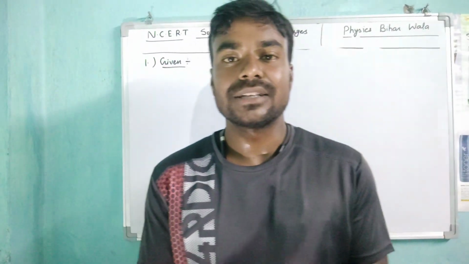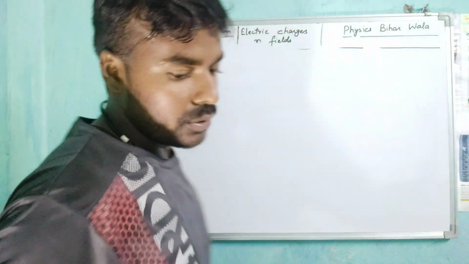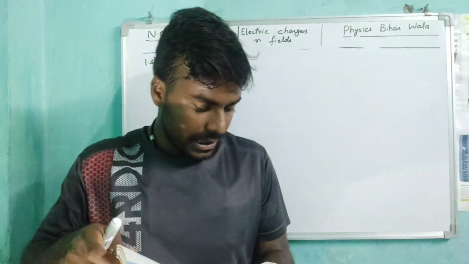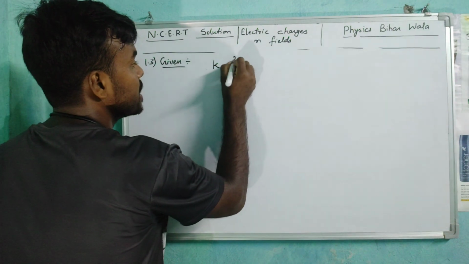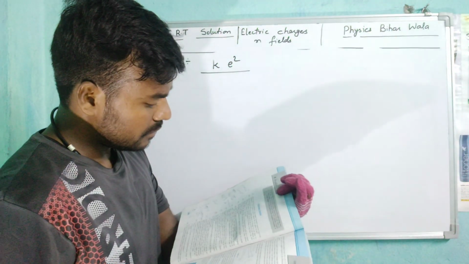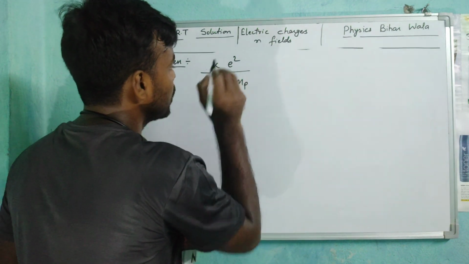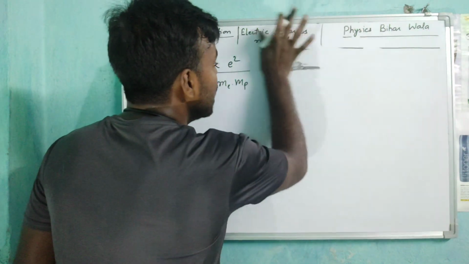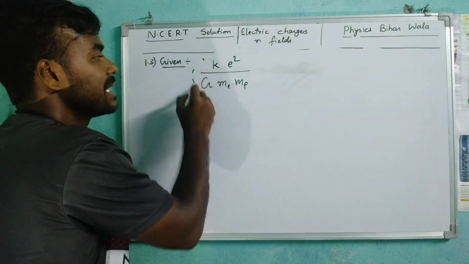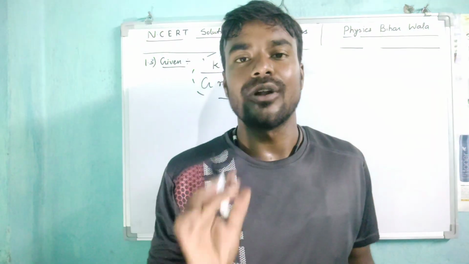Okay. So now we will discuss question number 1.3. So let's change the numbering first. So what is the question? Read it. The question is, check whether the ratio K e square upon G mass of electron into mass of proton is dimensionless or not. We have to check whether this ratio is a dimensionless quantity or not. No problem at all.